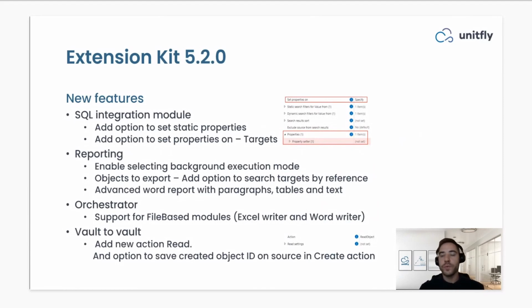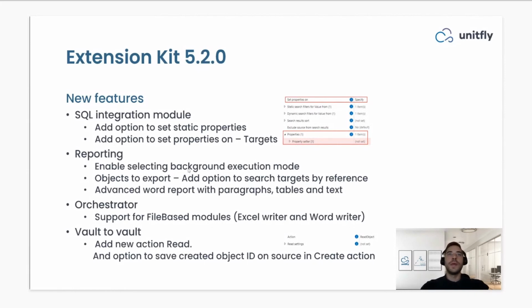Till the version 5.2, you had two options here. You could set properties on your source object or on the object from the vault search, but now you also have a new third option, which is called specify, where you can specify multiple target objects and the property will be executed among all of them.